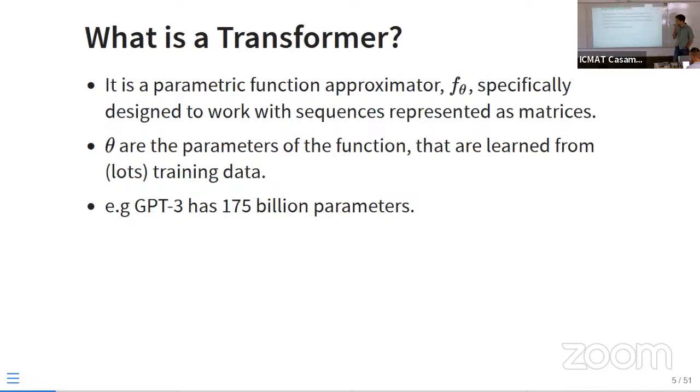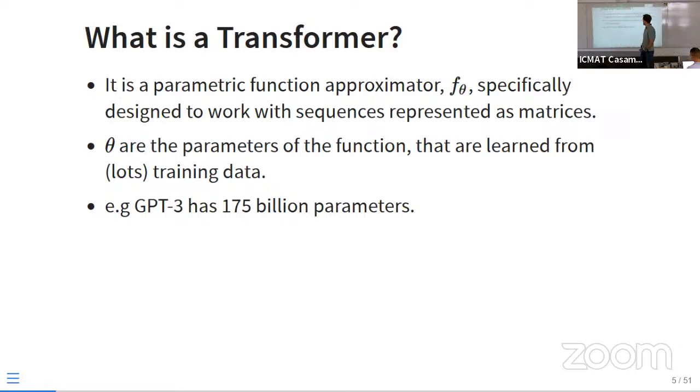So let's start. What is a transformer? A transformer is a particular parametric function, f of theta, which is specifically designed to work with sequences represented as matrices. A sequence is a text, for instance a tweet, or it could be part of a book. That's a sequence, and we're going to learn how to represent that sequence as a matrix. These are functions that work particularly well with this type of data: sequences in which parts of the sequence affect other parts of the sequence or are relevant to other parts of the sequence.